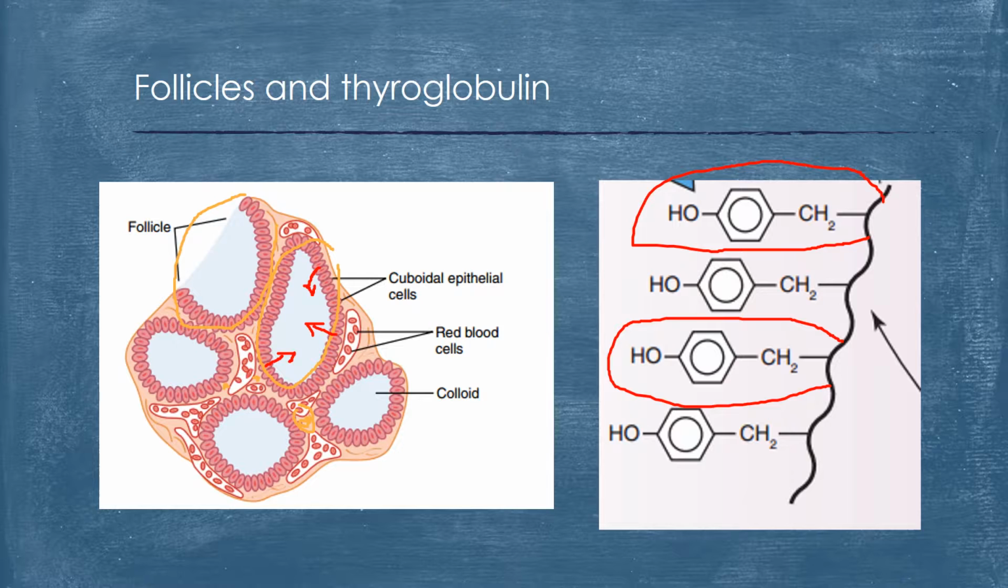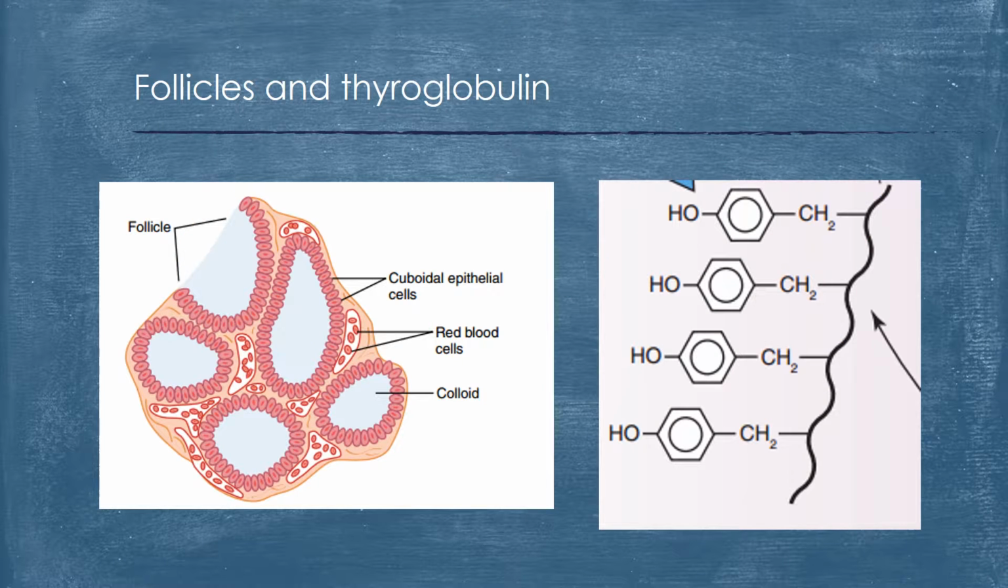What will happen is that iodine will come here and here also, and here we have an ether linkage. So we will have T4 or T3 attached to the thyroglobulin. So thyroglobulin forms like a storage protein.